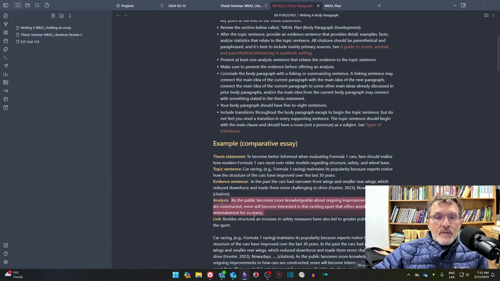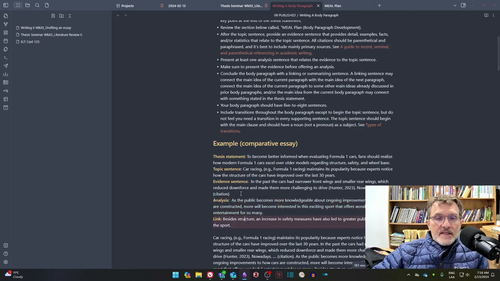My goal with my analysis sentence is to try to connect the evidence to the topic sentence. Perhaps the evidence is to offer some kind of warrant, some kind of grand or bigger idea that links to both the topic sentence and even could point back to the thesis statement. You're basically trying to connect the evidence sentence with the topic sentence.